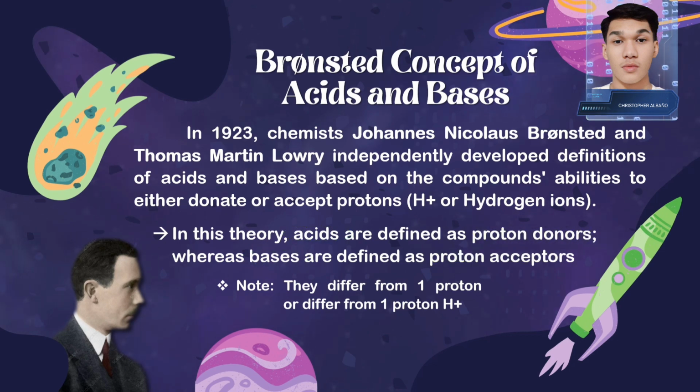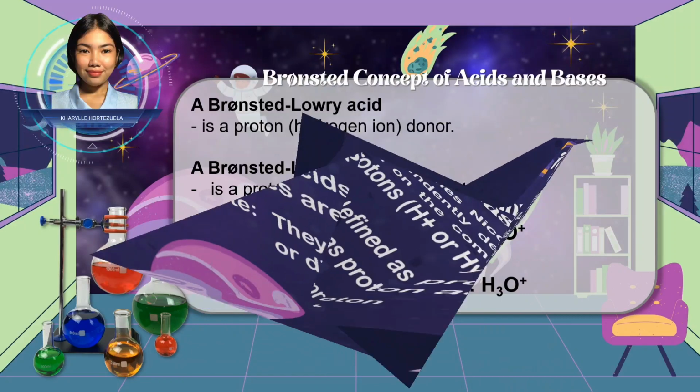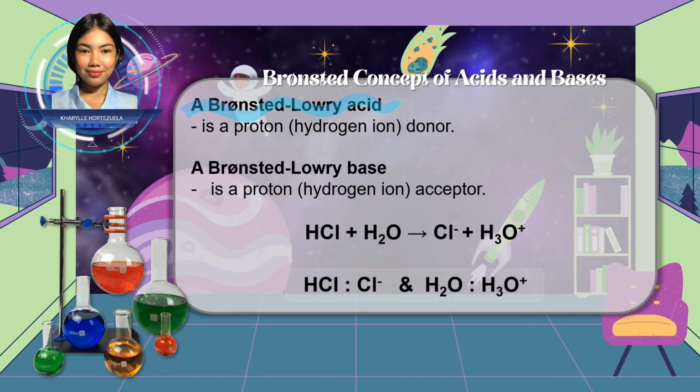In this theory, acids are defined as proton donors, whereas bases are defined as proton acceptors. But take note that they differ by one proton, or by one hydrogen ion. Not just that, we have the Bronsted-Lowry acid and Bronsted-Lowry base. A Bronsted-Lowry acid is a proton-hydrogen ion donor. On the other hand, a Bronsted-Lowry base is a proton-hydrogen ion acceptor. Hence, these two will be paired with a conjugate base or acid. Do you have any questions? I guess none. Therefore, I command you to give one example of this.